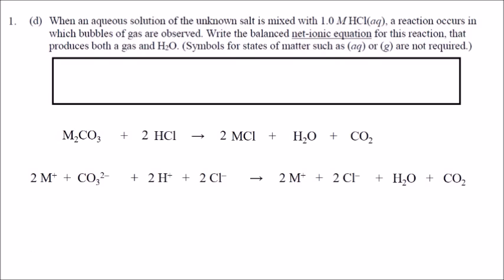Let's cross off the spectator ions on both sides of the equation. And we're left with the net ionic equation. So the carbonate ion plus H plus produce water and CO2. There is your net ionic equation.